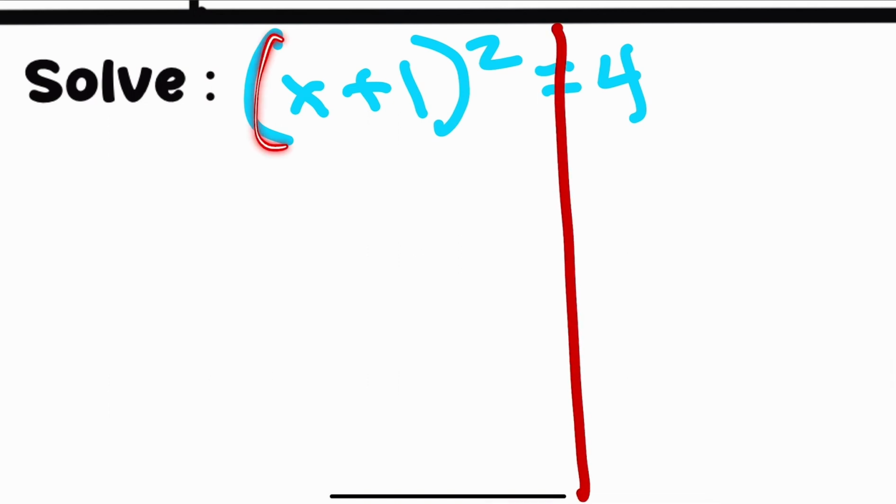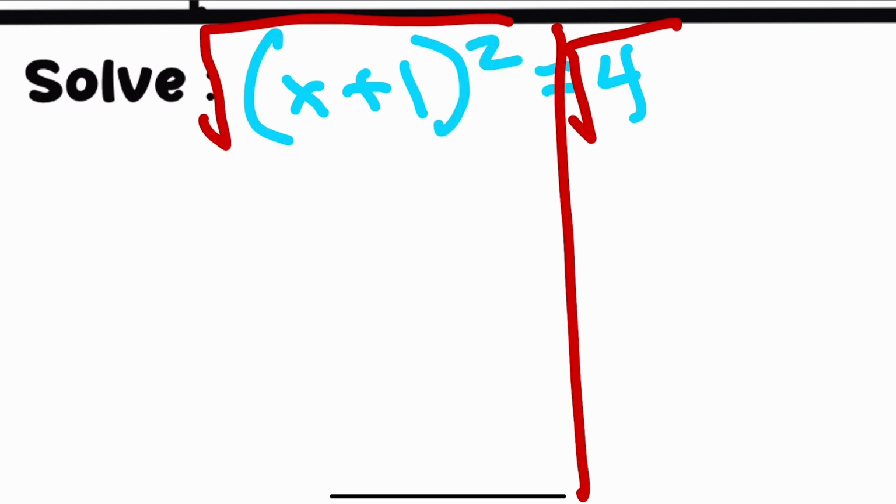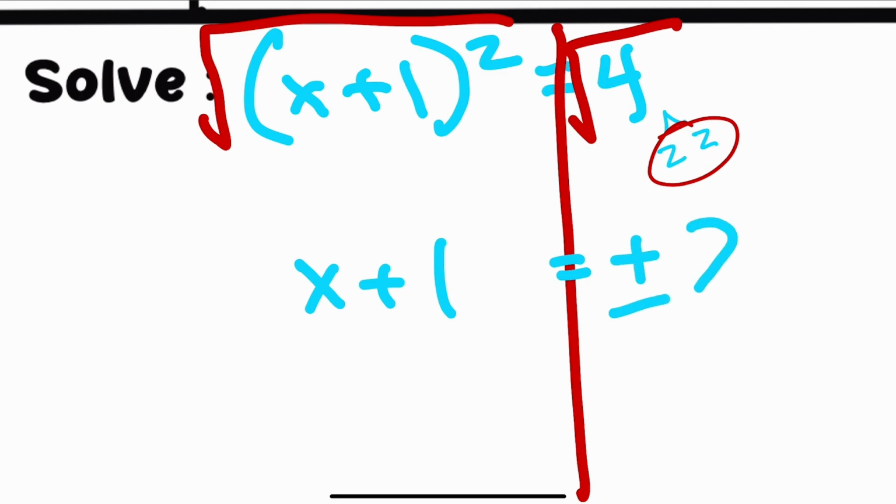So I want to get rid of these parentheses and my squared. I'm going to square root both sides. I'm going to be left with x plus 1 over here. And then I want to try and find the square root of 4. I know that 2 times 2 will multiply to give me 4. And I have a pair with nothing left over. So I'm going to rewrite this as plus or minus 2.